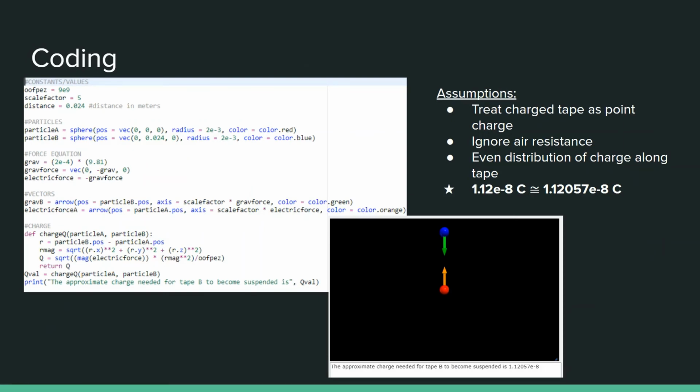For the coding portion, our main assumptions were that we wanted to treat the charged tape as a point charge, just like the diagram before, and we wanted to ignore air resistance and ensure that there is an even distribution of charge along the tape. For the coding, you can see that different vectors and different particles were assigned to each other to find the charge, which is found by square rooting the magnitude of the electric force and then dividing by Coulomb's constant. We can see that the approximate charge we got was equal to the charge we found before.